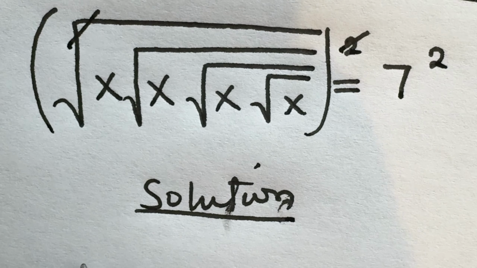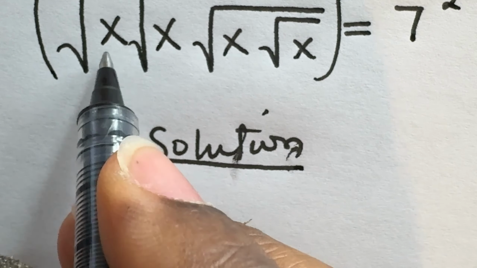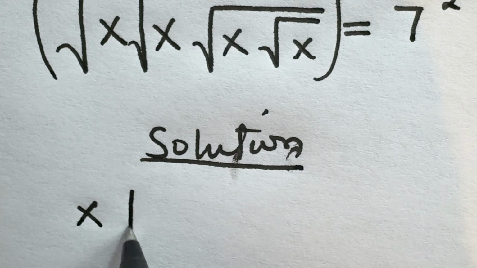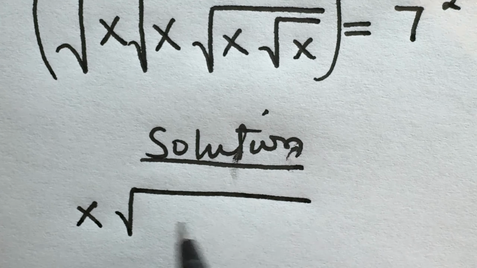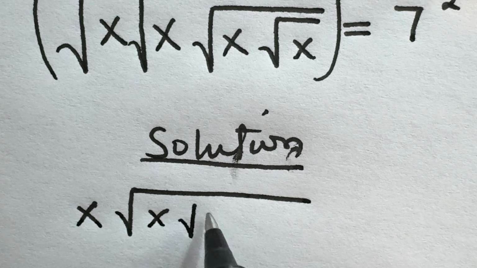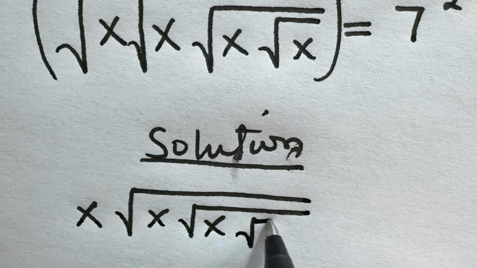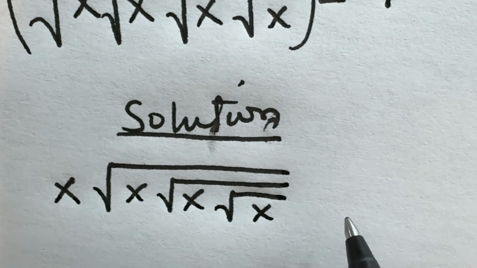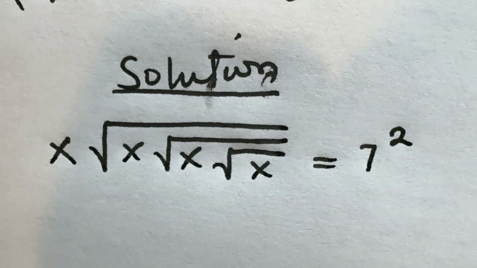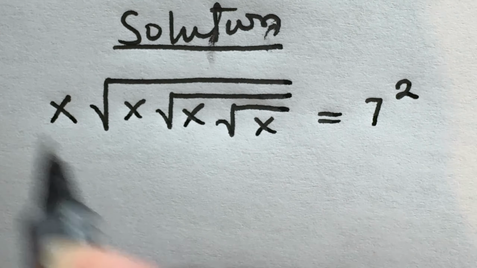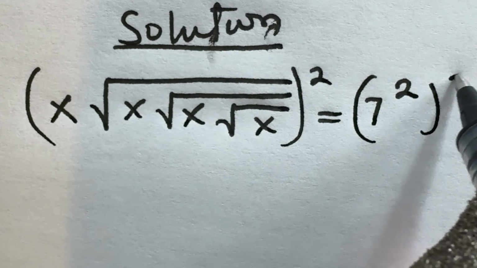Then I have x, this x, times the rest of the radical, square root of x times square root of x times square root of x is equal to 7 raised to power 2. Let's square both sides again. That will give us this as well squared.